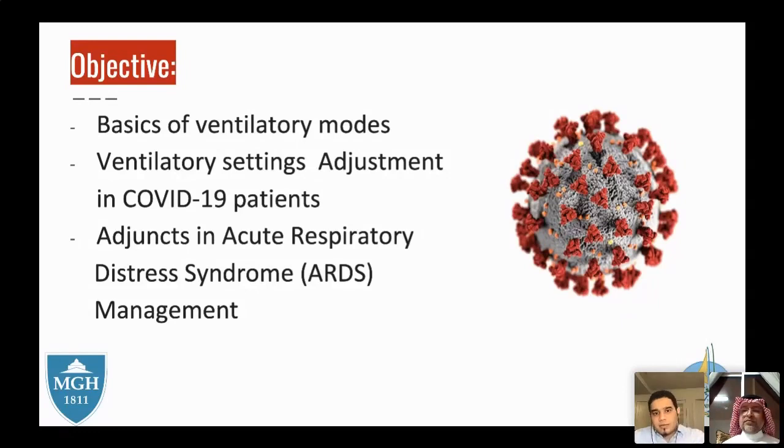So the first topic is going to be the basics of mechanical ventilation and modes. Then we're going to talk about how to adjust the ventilatory settings for acute respiratory distress syndrome in a patient with COVID-19. After that, we're going to talk about alternative rescue measures in those patients who have problems with their oxygenation after you put them on mechanical ventilation. Between each one of these objectives, we're going to pause to ask questions. And if there are no more questions, we're going to proceed with the next topic.